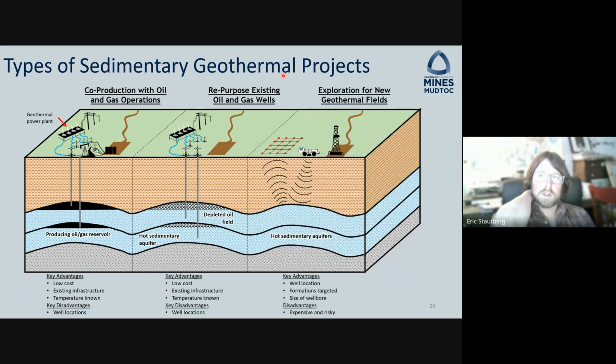So the next option, of course, is exploration for new geothermal fields. And of course, with this, we can pinpoint exactly where we want to drill. We can target the exact formations we want. We can drill specific types of wells: horizontal, vertical, combination, wide diameter wells, etc. But of course, the key disadvantage is here. This is the most expensive and risky option for geothermal in these sedimentary basins.